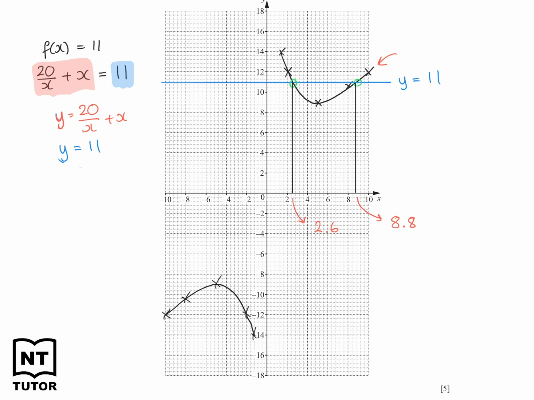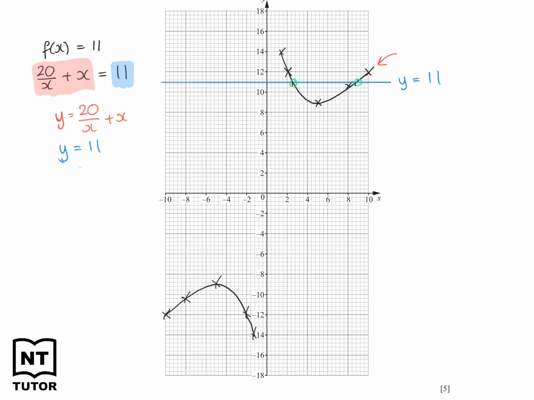From part C, we know that the line y equals 11 has two solutions, 2.6 and 8.8. But this time, we're looking for a line y equals a number that doesn't have any solutions.